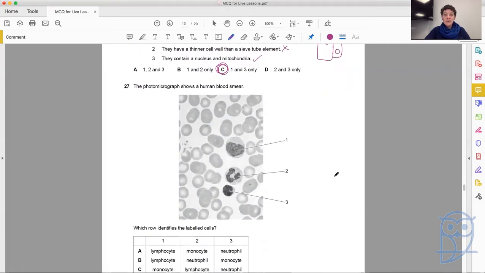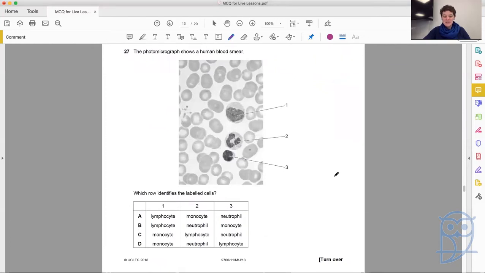From plant transport to human transport, question 27. The photomicrograph shows a human blood smear, and we've got three different cells labeled. Which row identifies the labeled cells? So looking at these three different types of white blood cell, because of course these ones are your red blood cells, who is who. So you can see we've got one with a big nucleus, one with a lobed nucleus, and one with a nucleus so big that it almost fills the entire cell.